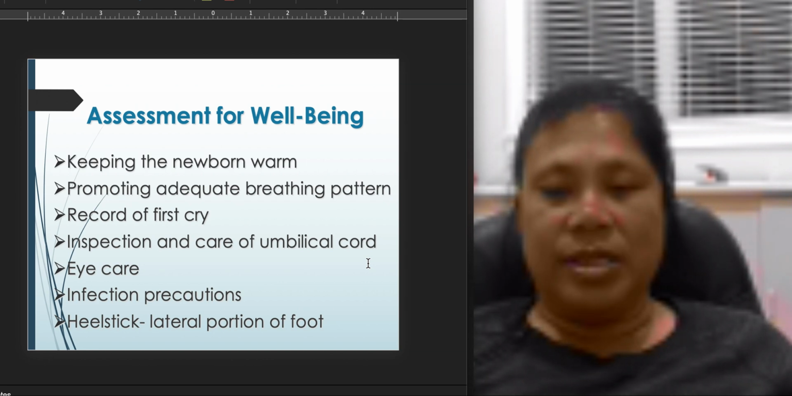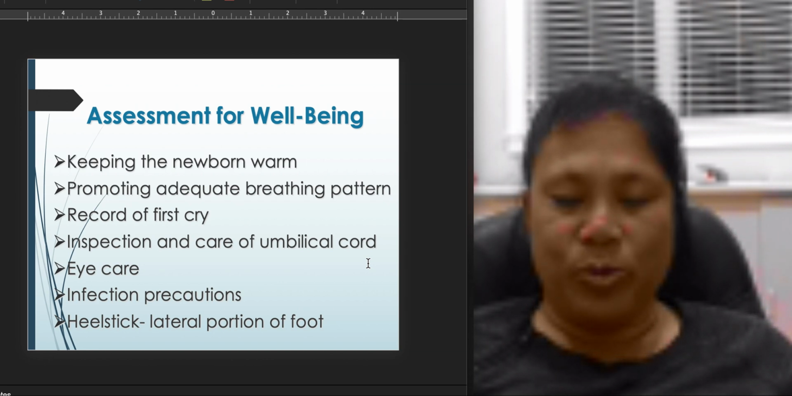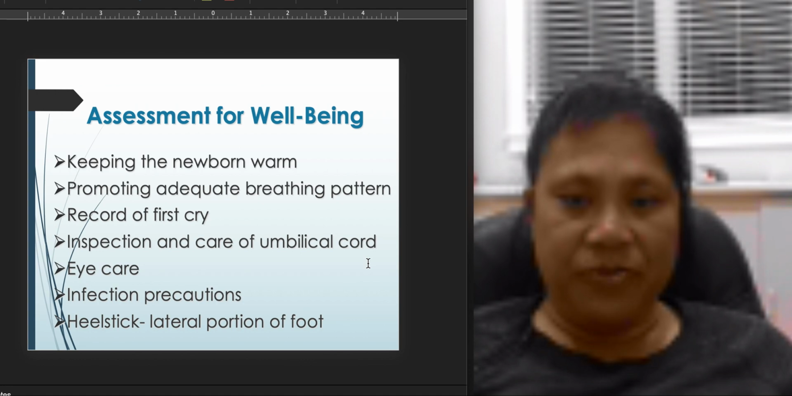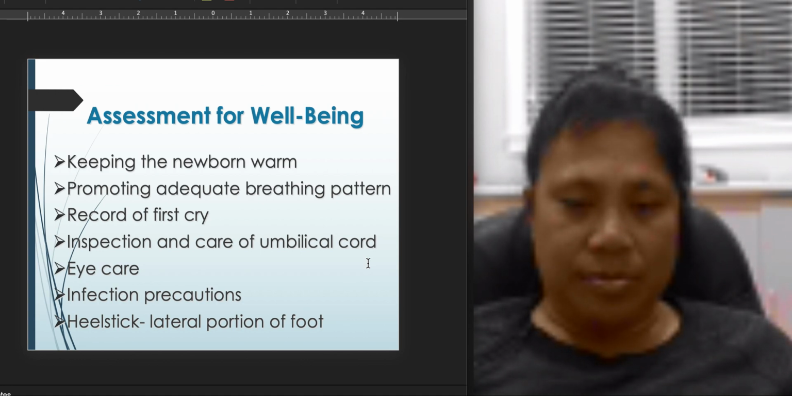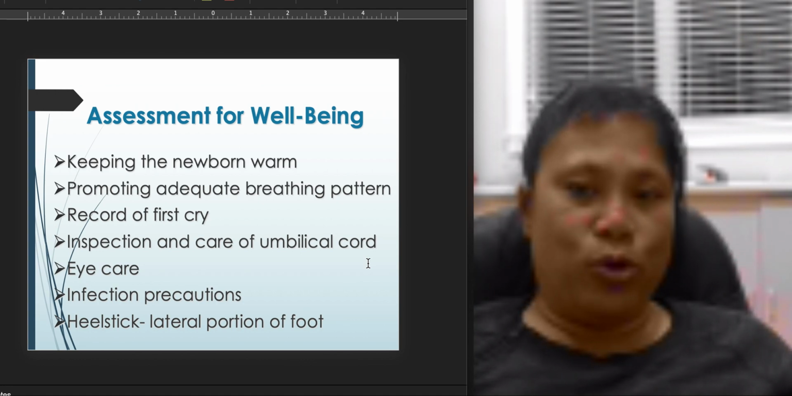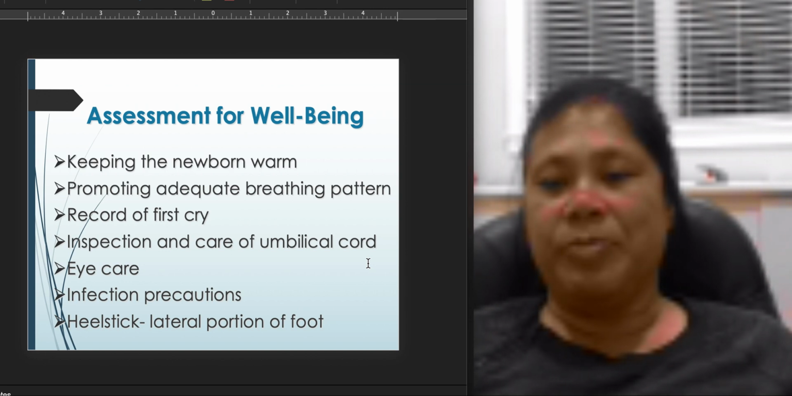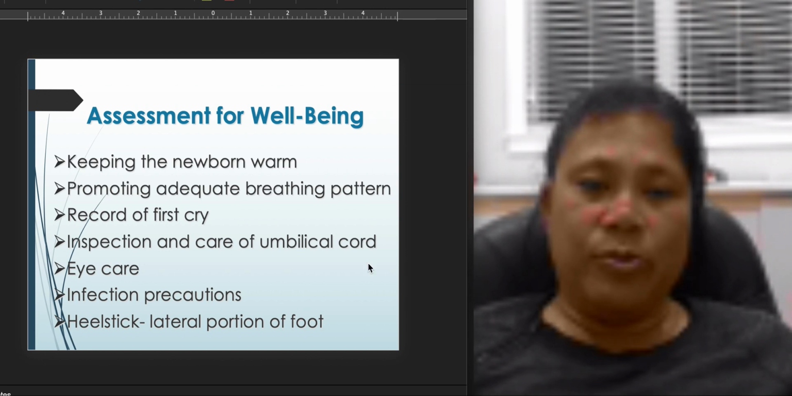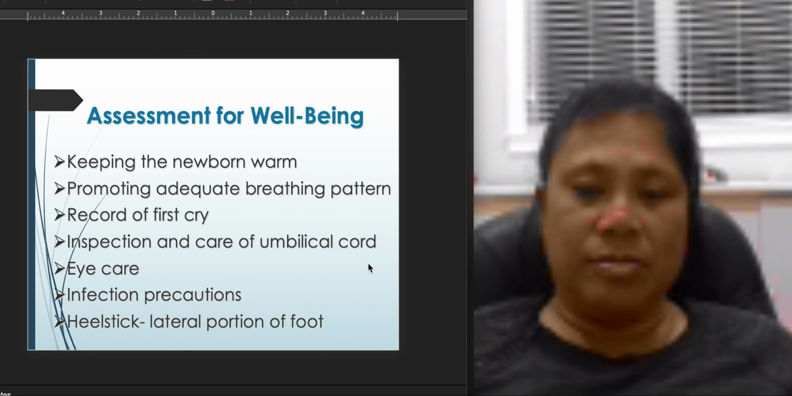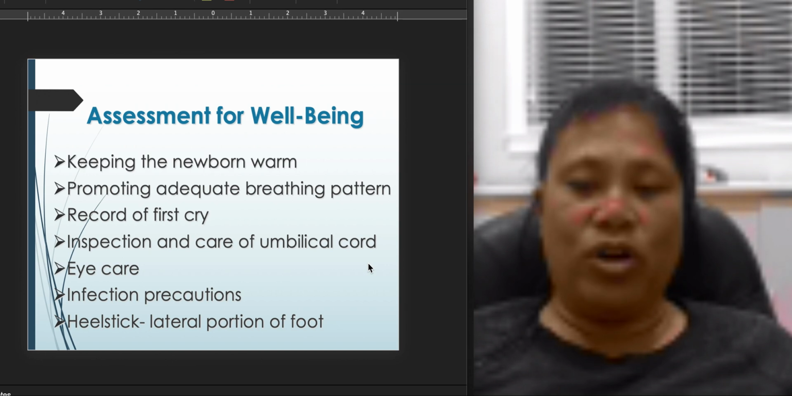You want to make sure they have an adequate breathing pattern. Normal respirations for the infant are 30 to 60 breaths per minute. You want to record the first cry. You want to inspect and care for the umbilical cord. When you look at the cord, it should be two arteries and one vein. So remember AVA: artery, vein, artery.